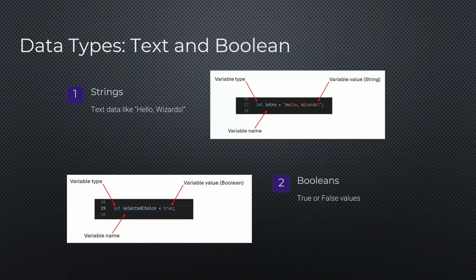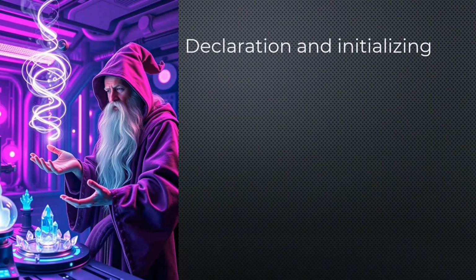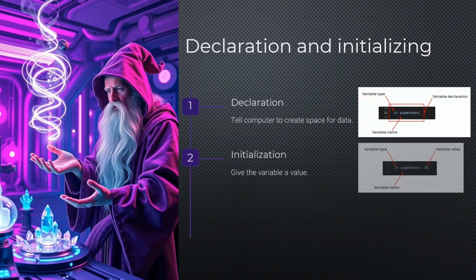Declaration and initializing. Now that we know what variables are and what they can hold, let's cast our first spell, declaring and initializing a variable. Declaring a variable is like telling the computer, hey, I need a space for this data. And initializing is when you actually give it a value. Here's an example. If I write let player score, I've just declared a variable. Now, if I say player score equal to 10, I've initialized it by setting it to 10. Think of it like setting up an empty potion bottle and then filling it with a potion. First, you prepare the container, and then you add the ingredients.